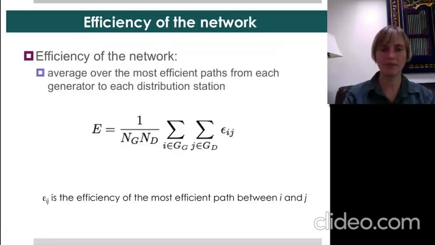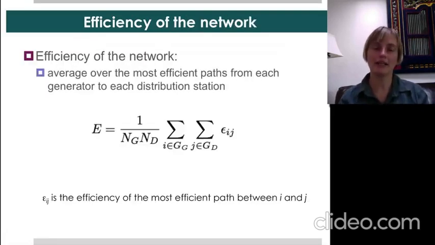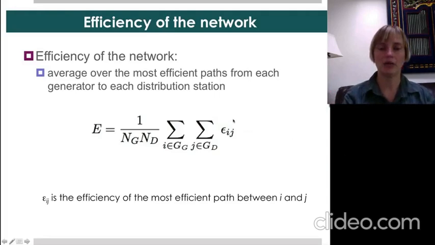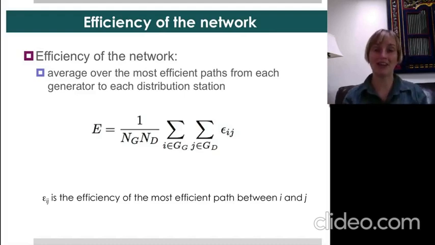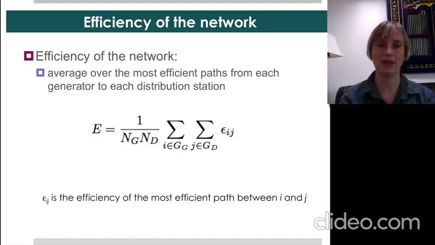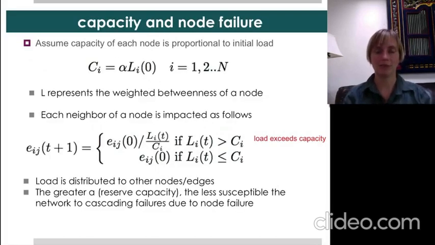So we can then look at the efficiency of the overall network, and we're going to just look at all the paths between all the generating stations and all the end distribution stations. And we're going to look at the efficiency of the most efficient path between I and J, and that's how we'll measure how well the network as a whole is doing in delivering the electricity.